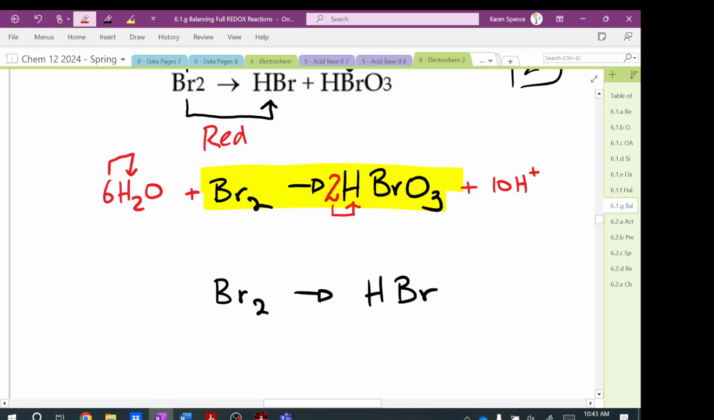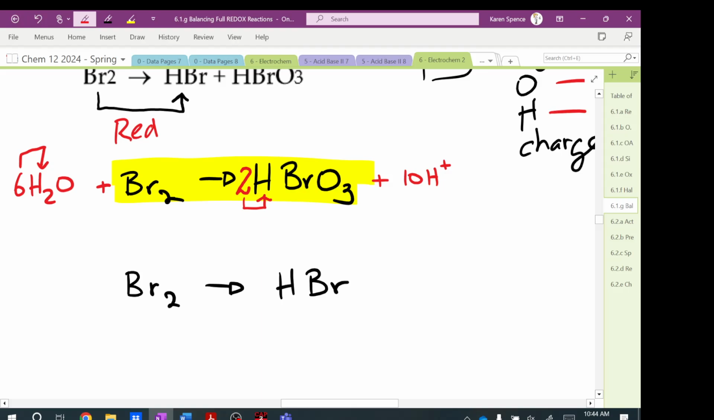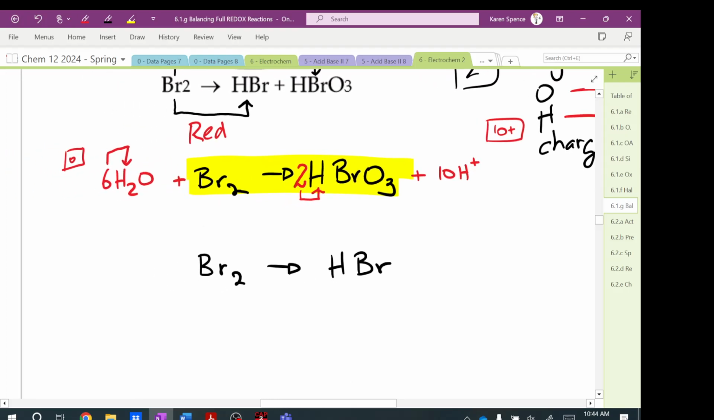And then our charge, what is the charge on the left-hand side? 0, because nothing has a charge. So we got 0 over here. And on the right-hand side, our charge is 10 positive. So we add electrons to which side? The more negative or the more positive? Add electrons to the more positive side until it equals the other side. And so that's going to be 10 electrons. Excellent.